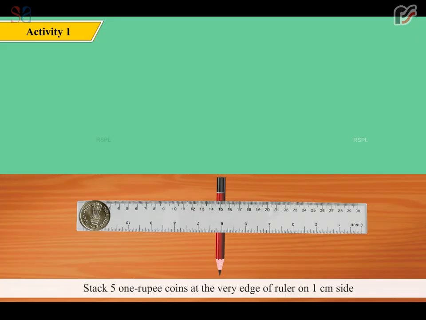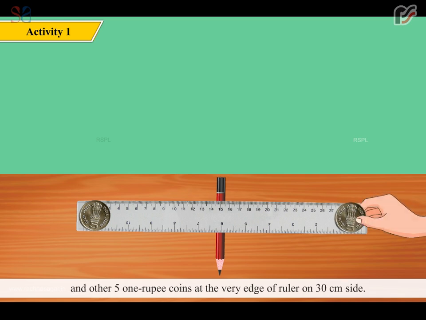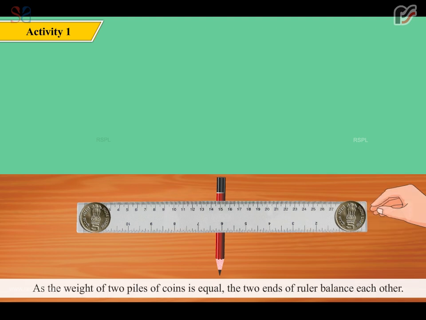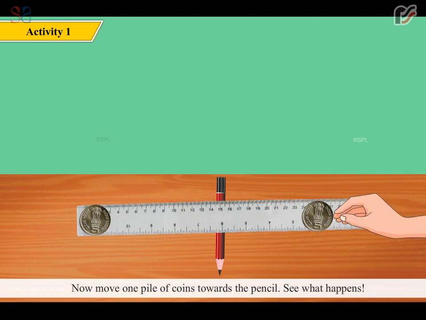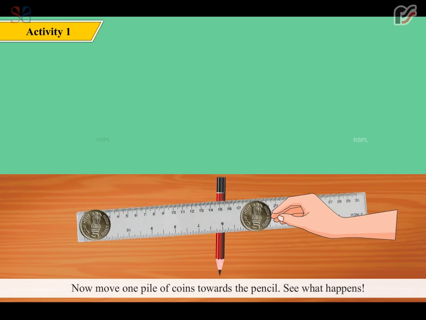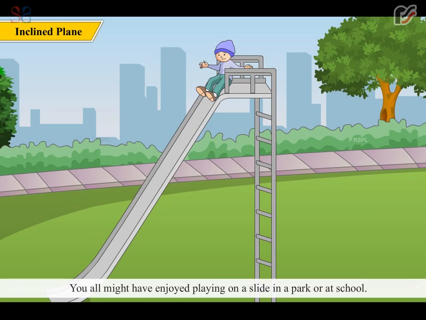perfectly. Stack 5 one rupee coins at the very edge of the ruler on the 1 centimeter side. Another 5 one rupee coins at the very edge of the ruler on the 30 centimeter side. As the weight of the two piles of coins is equal, the two ends of the ruler balance each other. Now move one pile of coins towards the pencil. So what happens?